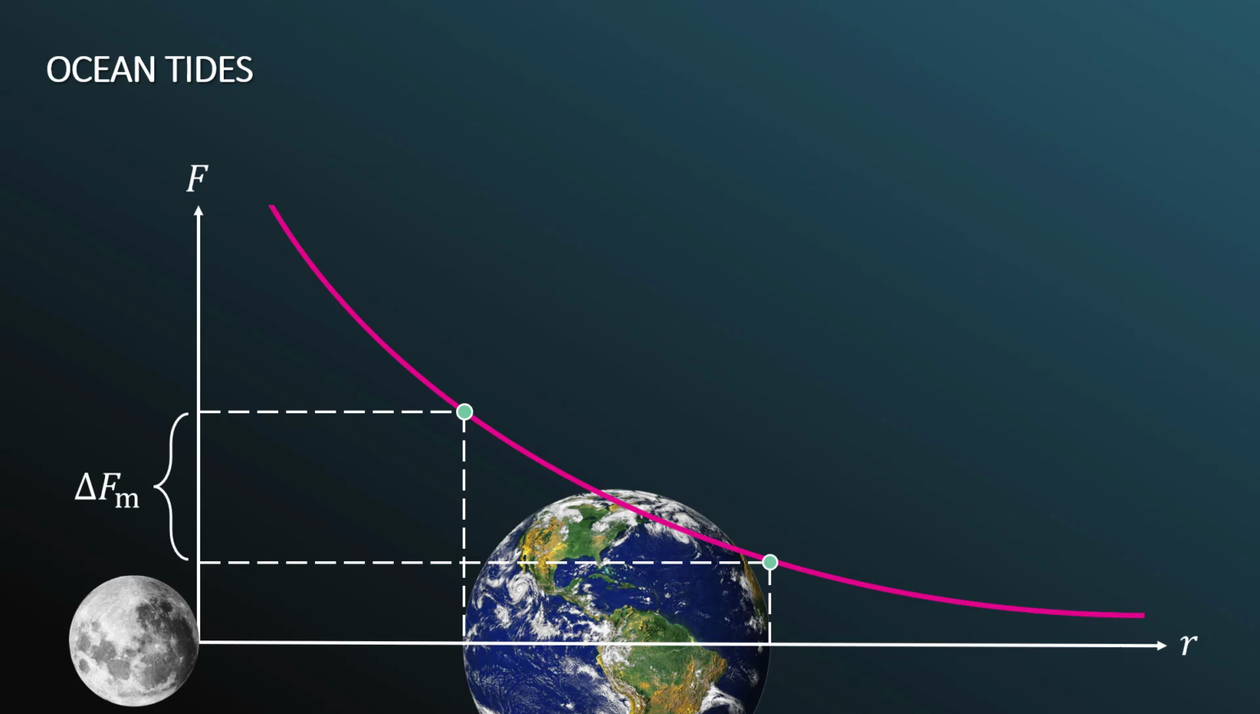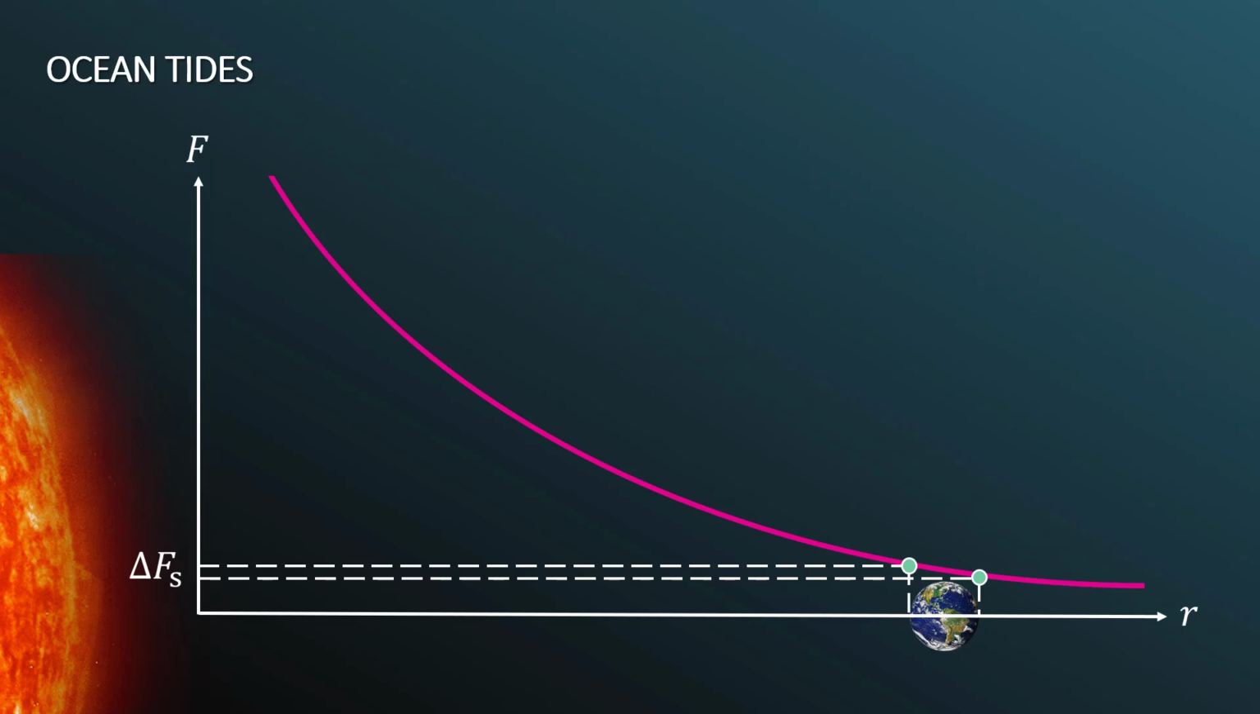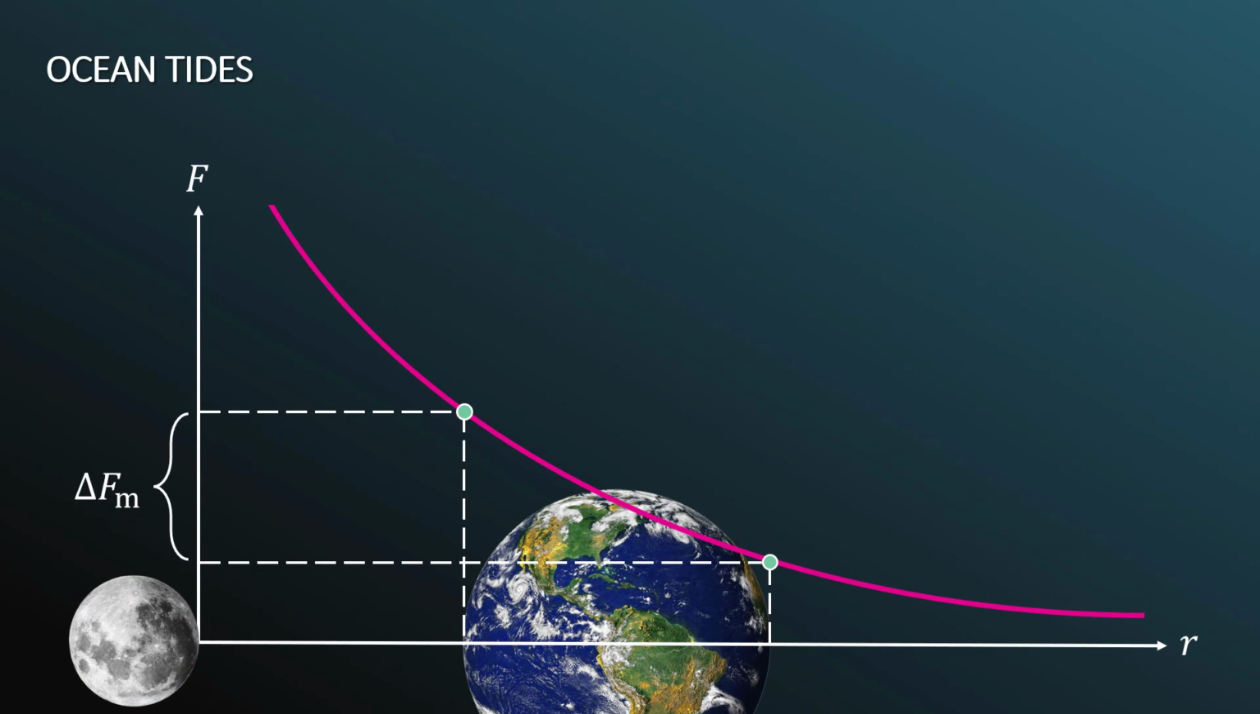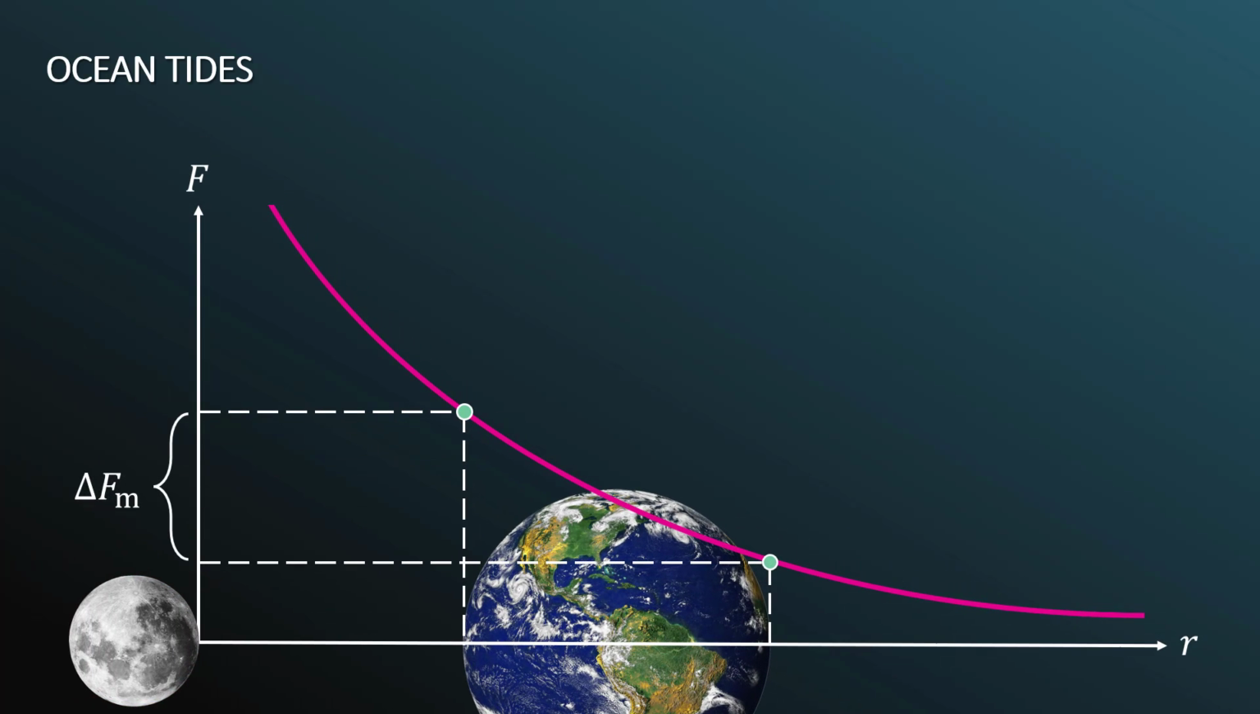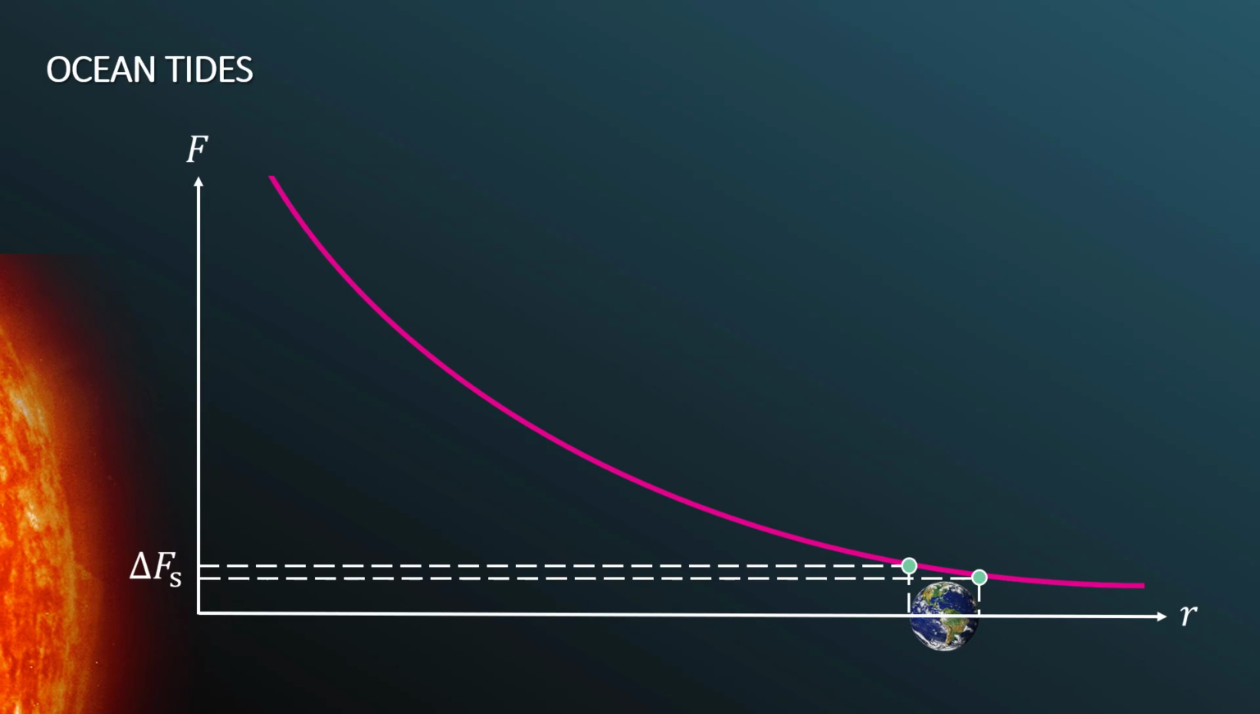Now look at how this difference compares to the difference produced by the Sun. And this is not even to scale. The difference would be much smaller than I've even shown here. So the point is, the tidal effect by the moon on the Earth is larger than the tidal effect of the Sun on the Earth, because the difference in the gravitational force from the moon is larger than the difference in the gravitational force by the Sun.